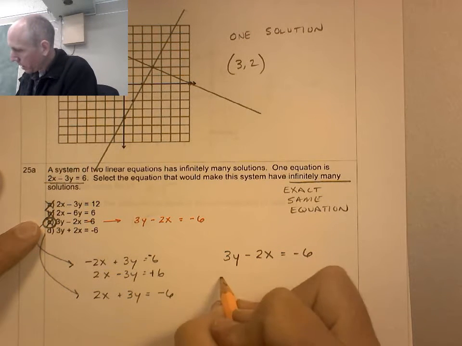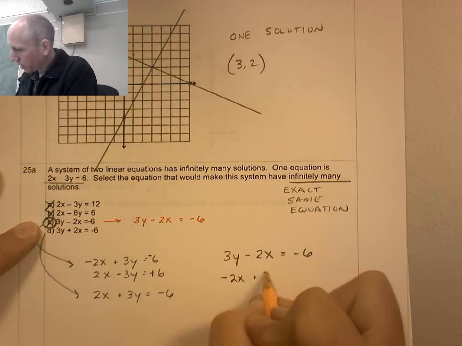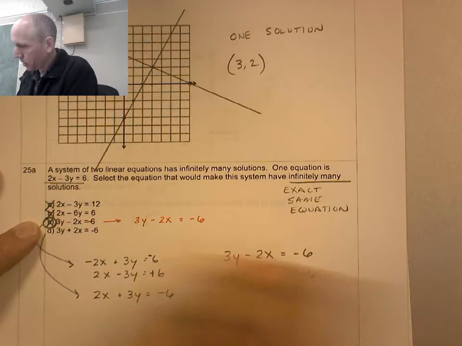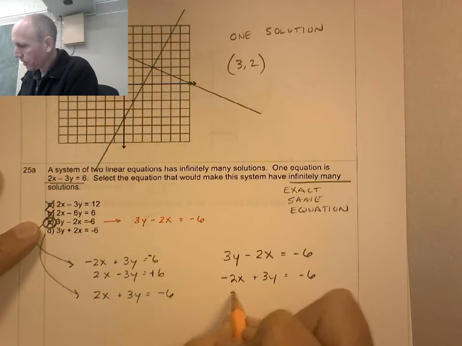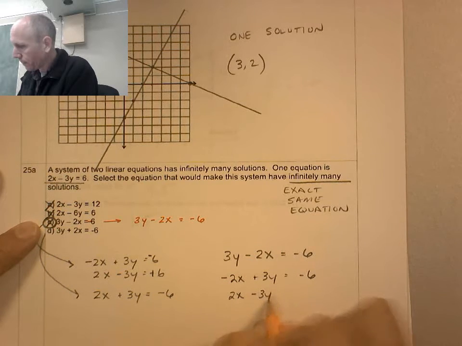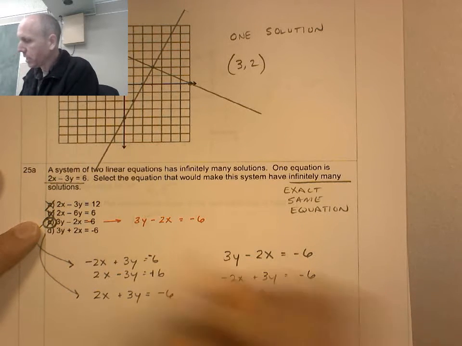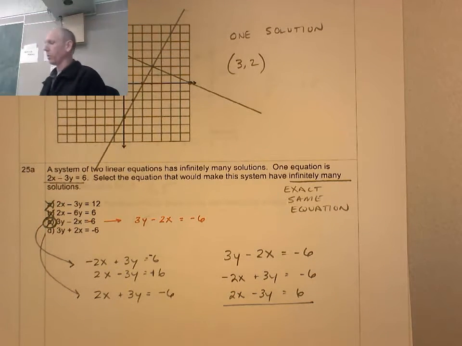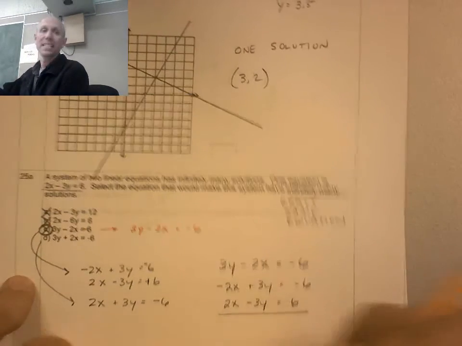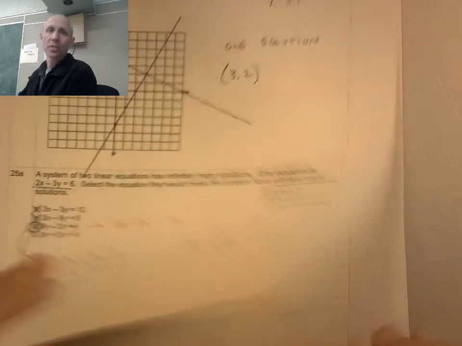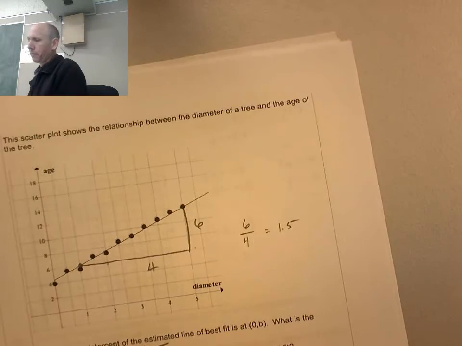Let's switch the x and the y, so 2x plus 3y equals negative 6. Still not matching up. Let's change all the signs. 2x minus 3y equals 6. Now it does match up. That's the one that works. It's the exact same equation. It was just given to you in a weird form.